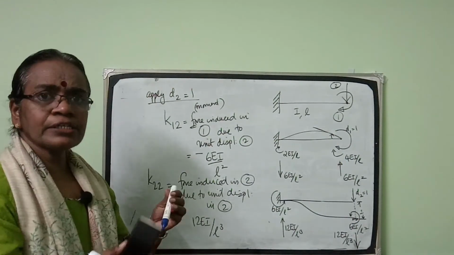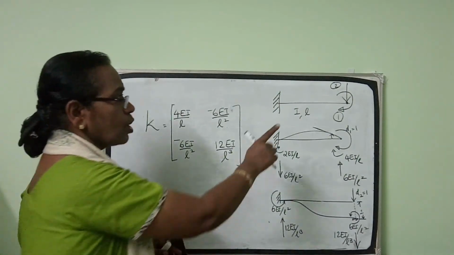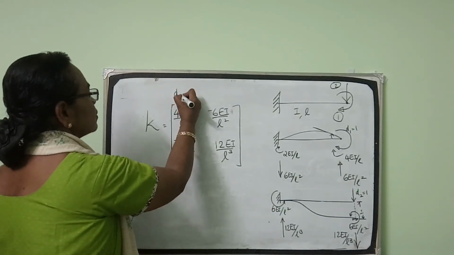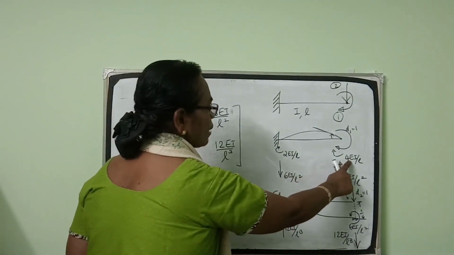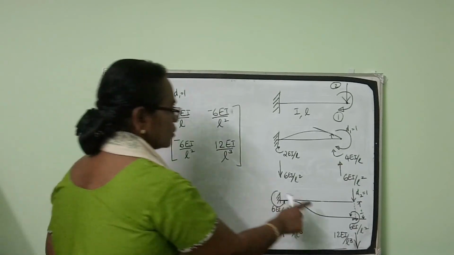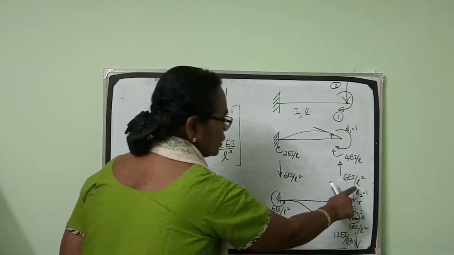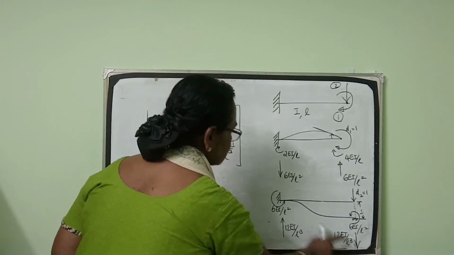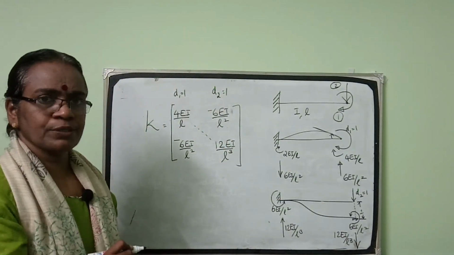Now we can write it in matrix form. To form the stiffness matrix, there are two coordinates, so it will be a 2 by 2 matrix. The first column is obtained by writing the values we got for D1 equal to 1: 4EI by L positive, 6EI by L square is minus. The second column is formed by writing the values we obtained for D2 equal to 1. So the moment is 6EI by L square minus and the force is 12EI by L cube. So we can check, it's a square matrix, 2 by 2.